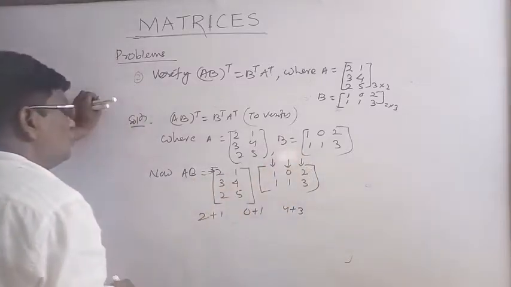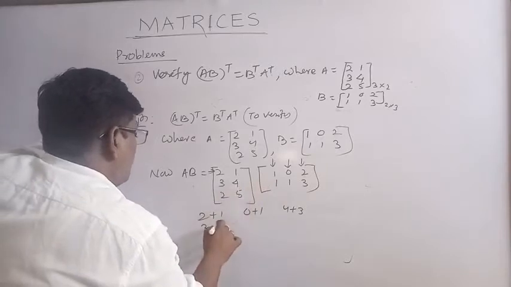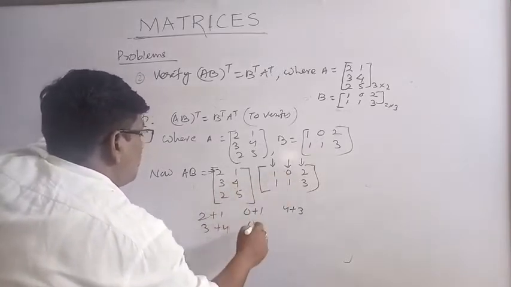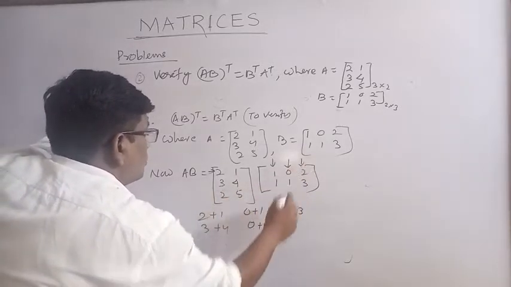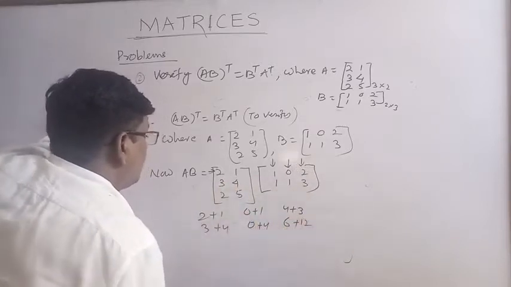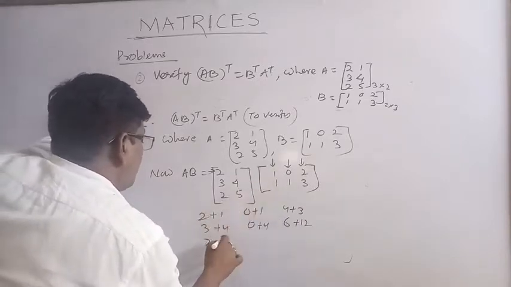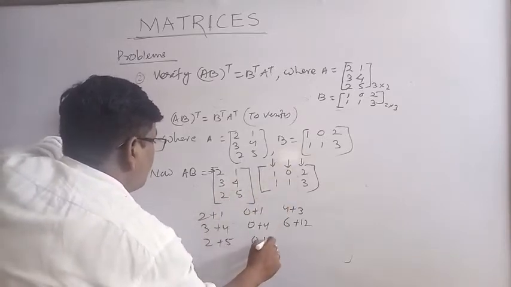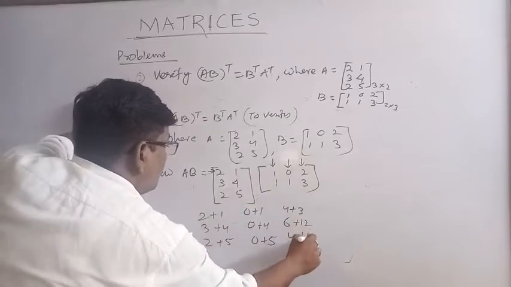Now row 2. 3 into 1 is 3, 4 into 1 is 4. Then 3 into 0 is 0, 4 into 1 is 4. Then 3 into 2 is 6, 4 into 3 is 12. Now row 3: 2 into 1 is 2, and 5 into 1 is 5. Then 2 into 0 is 0, 5 into 1 is 5, plus 2 into 2 is 4, 5 into 3 is 15.